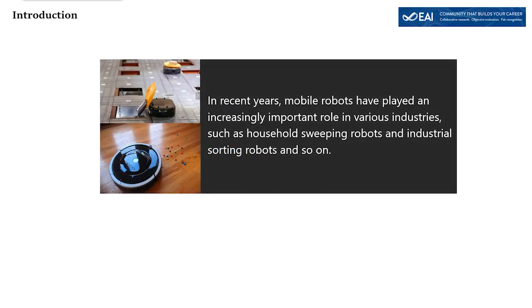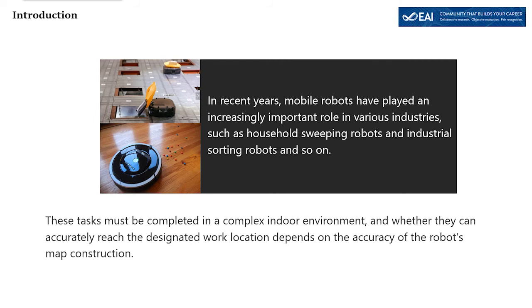Part 1, introduction. In recent years, mobile robots have played an increasingly important role in various industries, such as household sweeping robots and industrial sorting robots and so on. These tasks must be completed in a complex indoor environment, and whether they can accurately reach the designated work location depends on the accuracy of the robot's map construction.